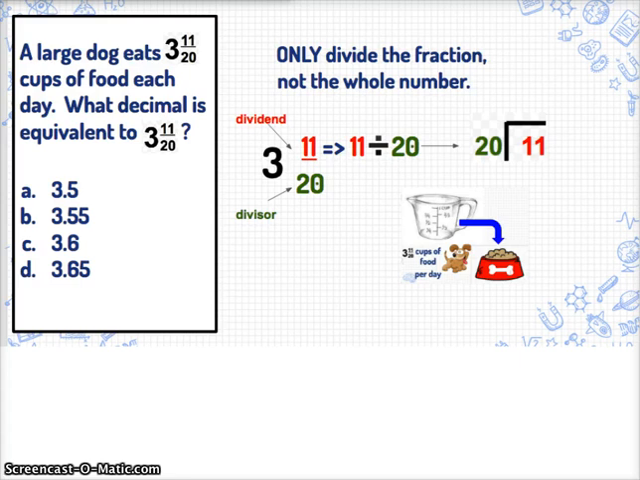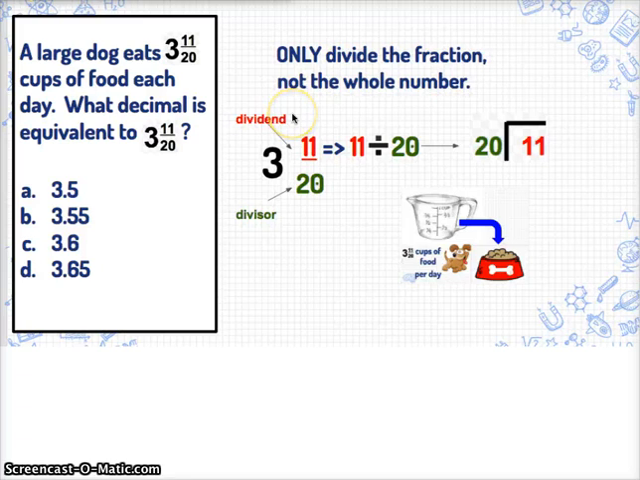For our last example, we're going to use a mixed number and show how you can use this concept of converting a fraction to a decimal to convert cups to decimals with dog food. So a large dog eats 3 and 11/20 cups of food each day. What decimal is equivalent to 3 and 11/20? In your project, you'll be doing this in order to figure out how many bags of dog food you need to buy, since, remember, dog food isn't really usually measured in cups, it's measured in decimals.